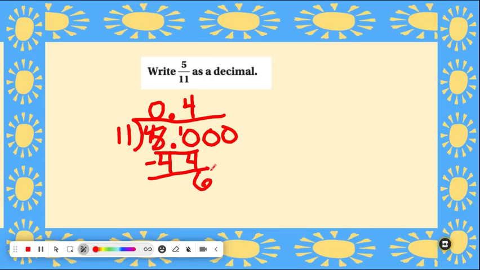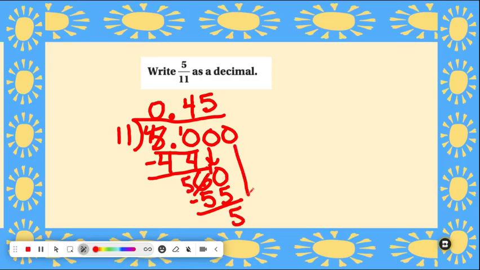10 minus 4 is 6. Bring down the 0. How many times can 11 go into 60? 5 times. 5 times 11 is 55. Subtract. 10 minus 5 is 5. Bring down the 0. Do you see how I'm starting? I started off with a 50 and I'm ending with a 50. So that means the 4 and the 5 are both going to repeat.